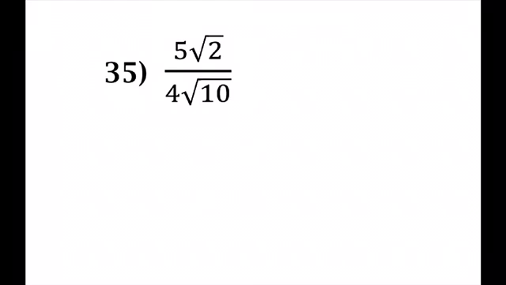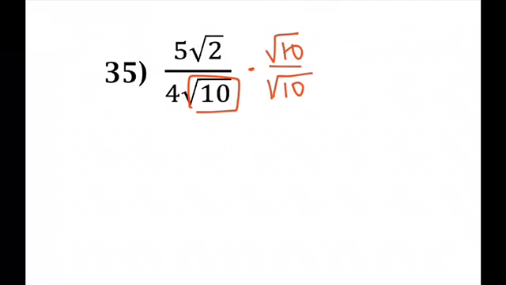Okay, and for the last problem, 35, we've got 5 square root 2 over 4 square root 10, and so when I look at that, you might think, oh, I don't think I can do anything with that. There's actually a couple ways you can go about it, but I think the easiest thing is just to identify that there's a problem right there. And so what I'm going to do is I'm going to multiply by 1, and it's going to be the square root of 10 over square root of 10. I don't care about the square root of 2. That's not a problem. Just the square root of 10 is a problem. I don't care about the 4. That's not a problem. The only thing that's a problem, that's what I want to get rid of.